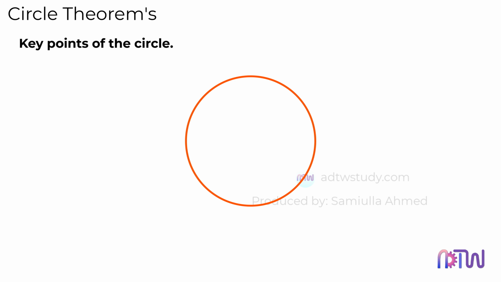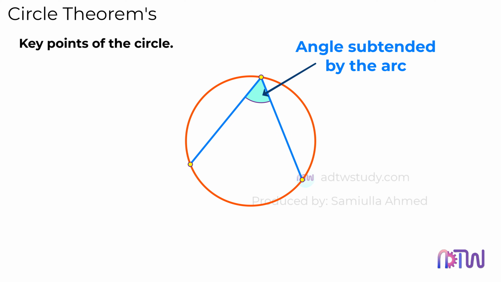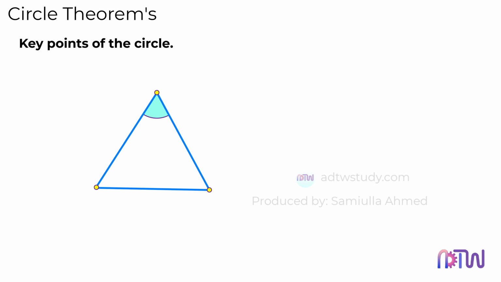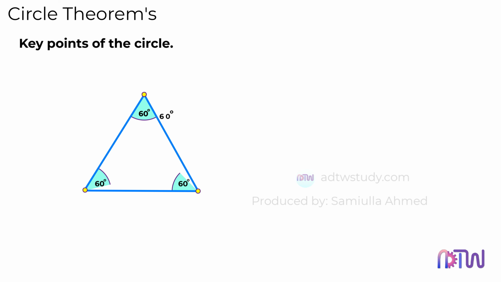Now, imagine there are 2 points on the circumference of a circle, creating an arc. If we connect these 2 points with another point on the circumference, we form a shape with an angle. This angle, formed at the circle's edge by these 2 lines, is called the angle subtended by the arc. The term subtended means that this angle is created by the arc, so we say the angle is subtended by the arc.